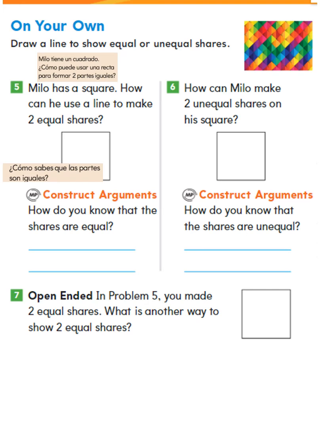Number 6. How can Milo make two unequal shares on his squares?